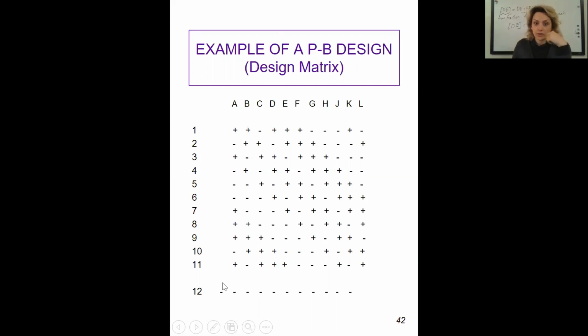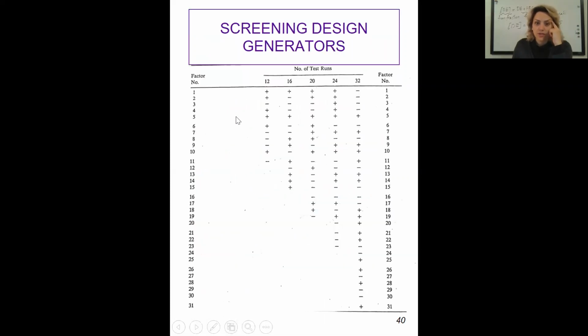So I'm going to write down the 12 runs. This first row, look at here, what do you have? Positive sign, minus, positive, negative, positive, positive, positive, negative, negative, negative, positive, negative. Let's go back to the design generator. Look at here, positive, positive, negative, positive, positive, positive, negative, negative, negative, positive, negative. So it's exactly the same as the one that we have here. So we had the 11 factors, 12 runs.